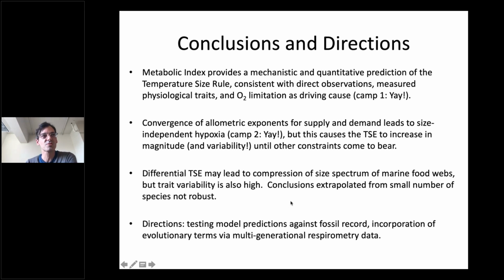Okay, future directions. I think there's a lot of cool stuff to be done here. Testing the model against the observations in the fossil record, including evolutionary terms, which fall out of the math, but I didn't show you, that we could calibrate if we had multi-generational data on respirometry and looked at how the traits vary as these rearing experiments subject more and more generations to changing temperatures.